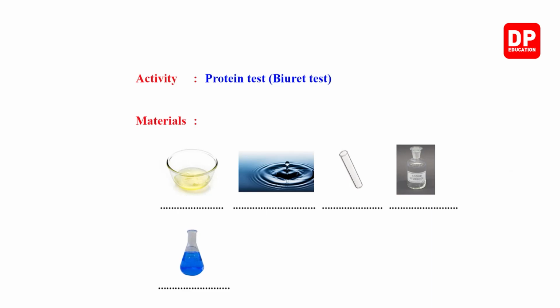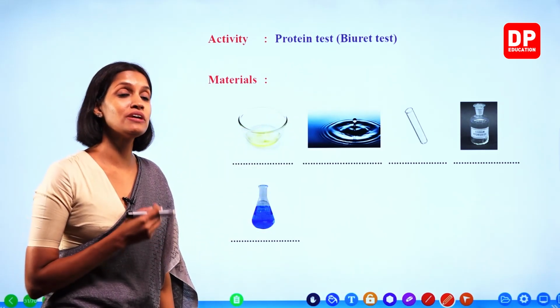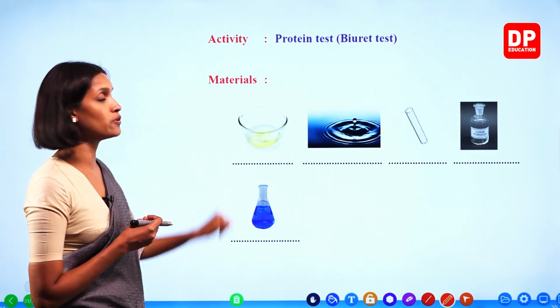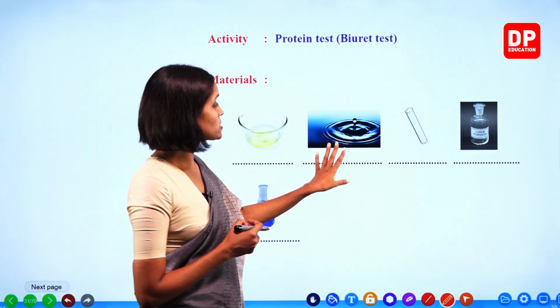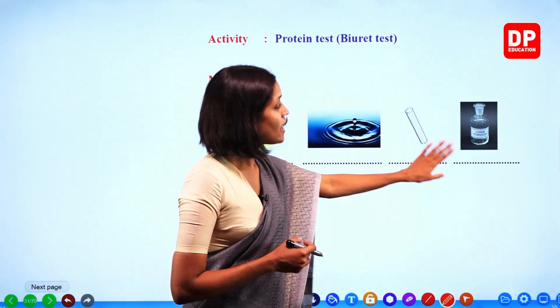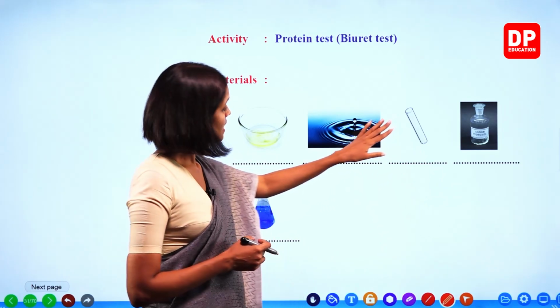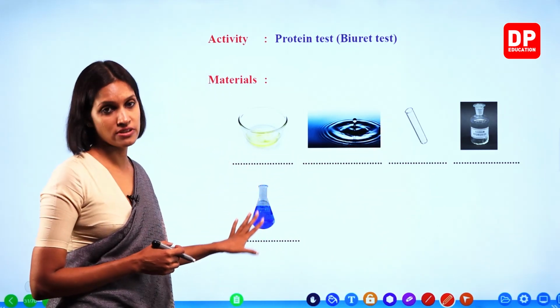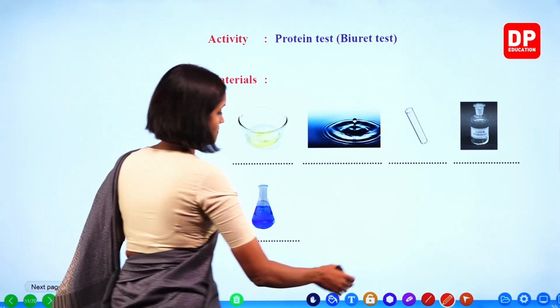The next activity is to identify protein. Protein test, which is known as the Biuret test as well. So, what do we need? We need protein-containing food. We are going to use an egg white here. We need an egg white, water, and a test tube. And then we need sodium hydroxide solution, which is colorless. And then we need a little bit of copper sulfate solution. It's blue in color.